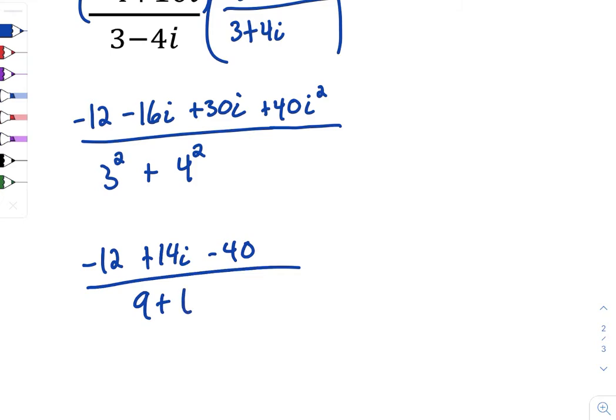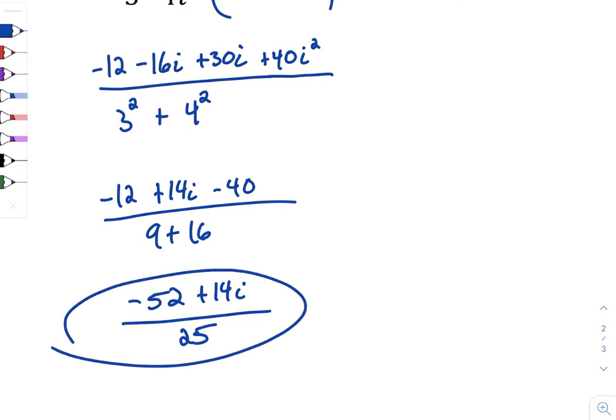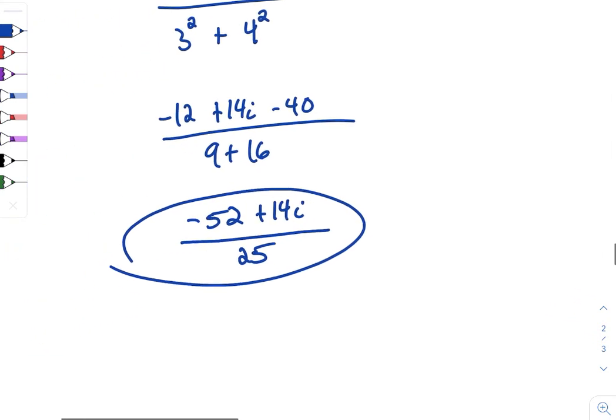3 squared is 9, 4 squared is 16. Negative 12 minus 40 is negative 52 plus 14i all over 25. And again, there are no common factors in these three terms. So that's our final answer. Now, don't stop yet. I am going to show you what you would do if there was a common factor. So this is just a little extra problem.